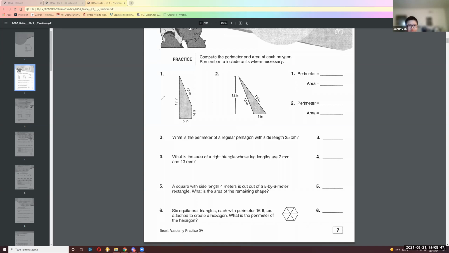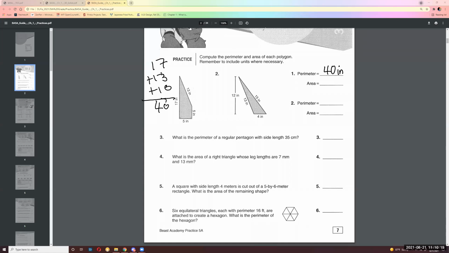Okay. Yeah. So we have 17 plus 13 plus 10, because 2 5s, right? What is this, Johnny? 40. Yep. So we have 40, and then remember your units, so inches.